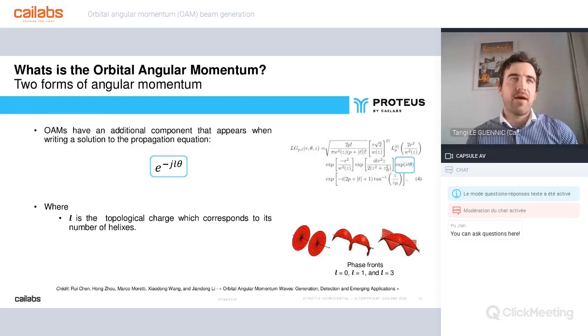So the OAM has an additional component that appears when writing a solution to the propagation equation. It is this one inside the blue square, where L represents the topological charge, which is in fact the number of helices or spirals that we can find in the phase front of this kind of wave. On the bottom right side, you can see three phase fronts with three different topological charges, in order to see how it looks.